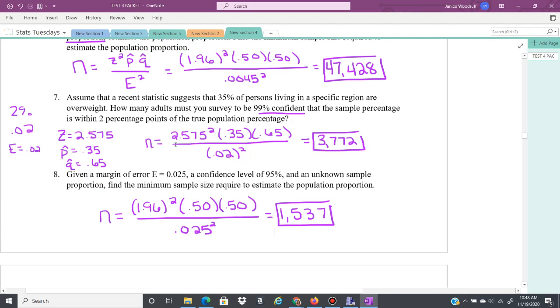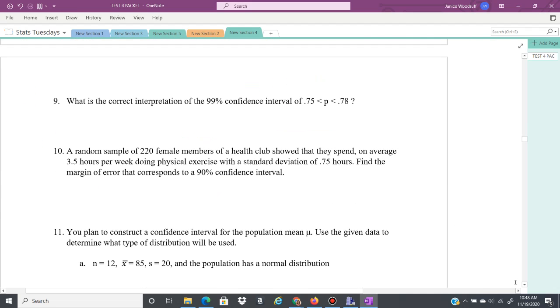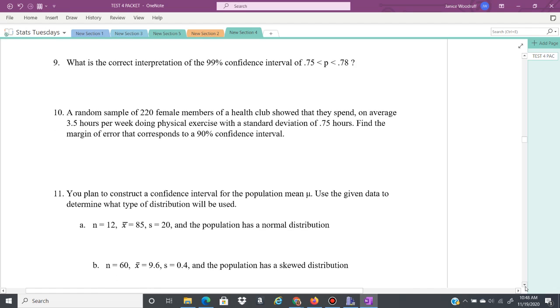All right, number 9. What is the correct interpretation of the 99% confidence interval of 0.75 < p < 0.78? Okay, so p is a proportion. We have a proportion. We have a 99% confidence interval. It's not given in context, so here you can just use what you have.